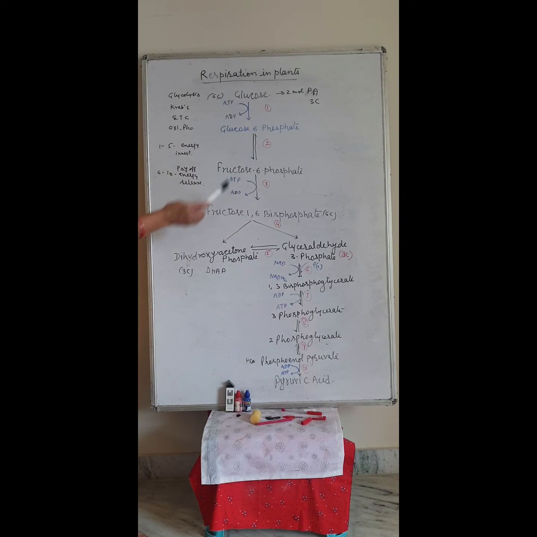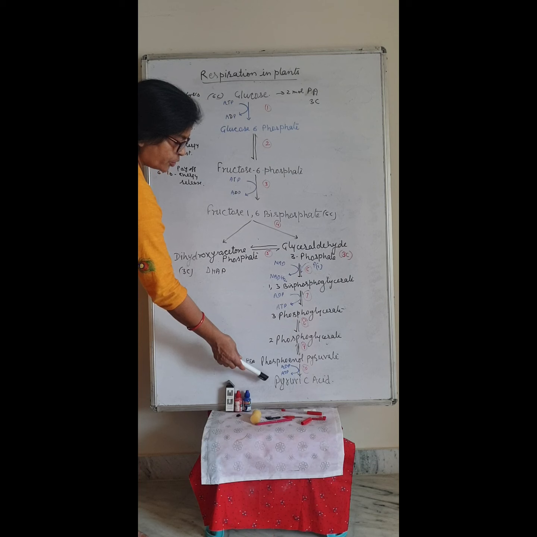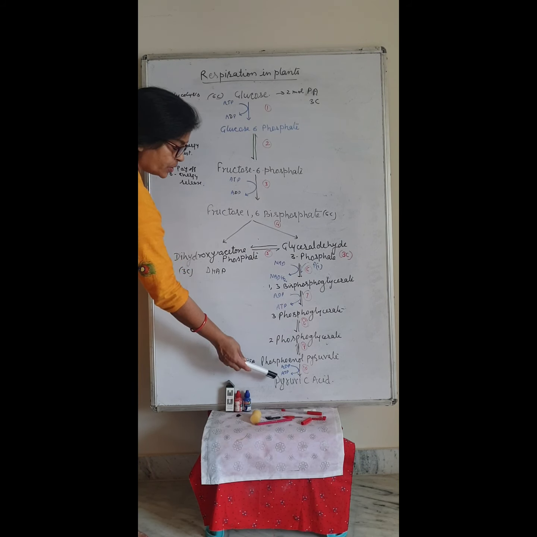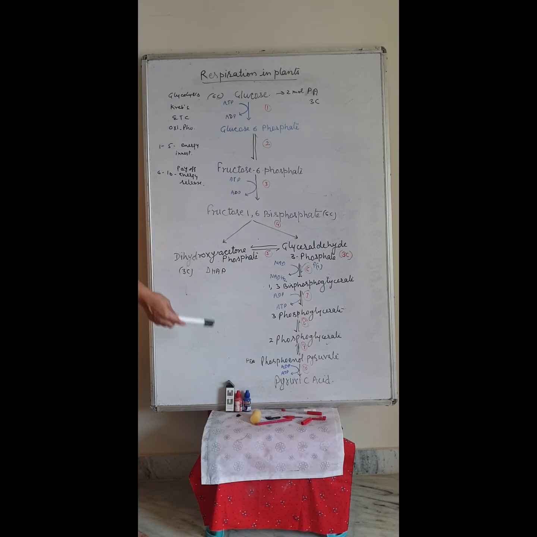It means the two 3-carbon compounds are interchangeable. One glyceraldehyde forms one pyruvic acid, the other is converted into this one, and other reactions go on, and finally we get 2 pyruvic acid. So these are the different steps of glycolysis that occur in the cytoplasm. That is an anaerobic process, which occurs in aerobic respiration as well as in anaerobic respiration.